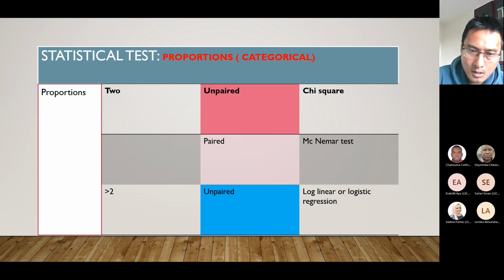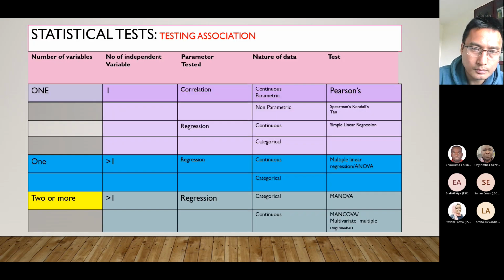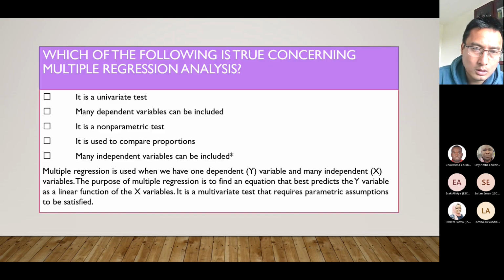Okay, so this is the linear regression, which we have already covered. So this is a more simplified version of the same thing that we have already covered. Okay, which one of the following is true concerning multiple regression analysis? Multiple regression. I think we'll just skip this one. This is the same thing.